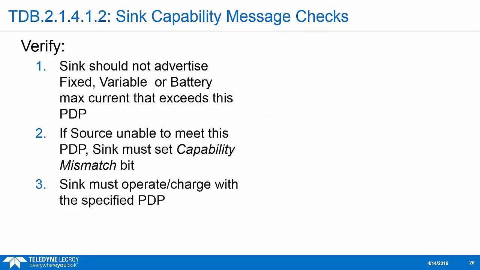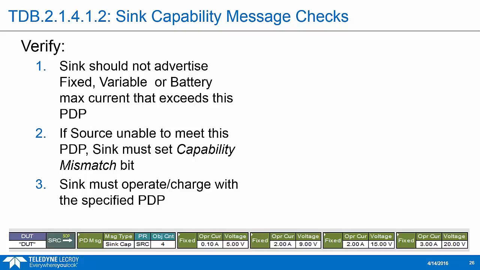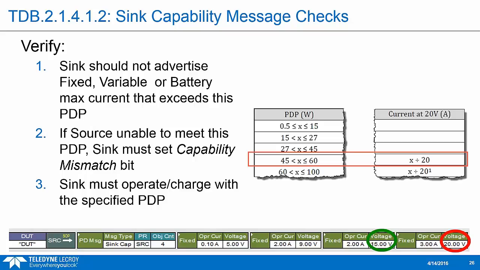So here's an example of a typical fail case. The 15 volt at 2 amp is valid, but the 20 volt at 3 amp is not. Looking again at the power rules table, we see that he's reporting a PDP of 45 watts. Well, 45 watts divided by 20 means he should not be exceeding 2.25 amps in this last PDO. So that's a problem.